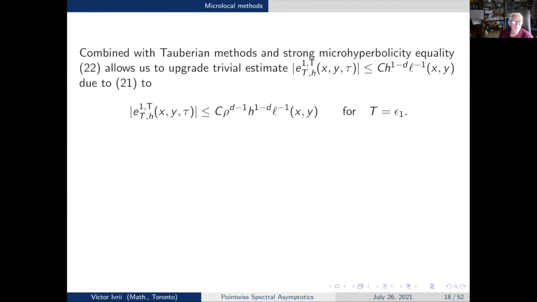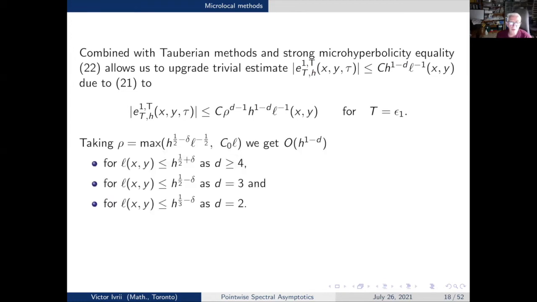Combined with Tauberian methods and the strong Hamiltonian ballistic inequality, this allows us to upgrade the trivial estimate to the following one, because of the cutoff. And if I take rho like this, then I would get O capital like this, when d is greater than 4. When d equals 3, we have this one. And for L less than h to the minus 3, when d equals 2.